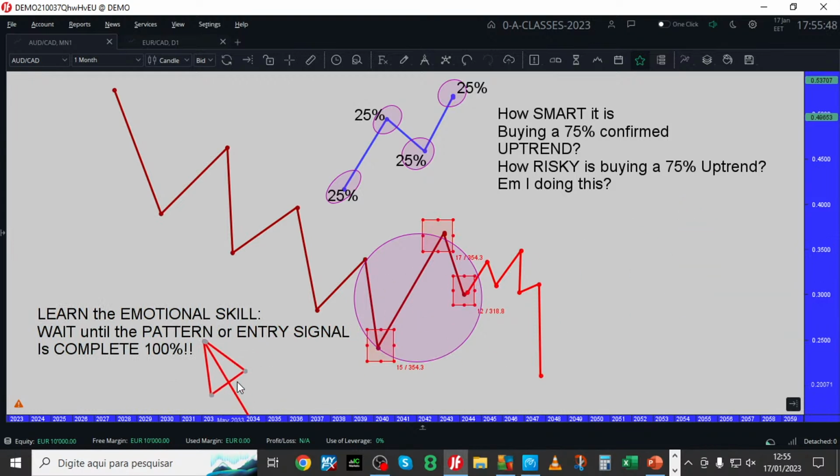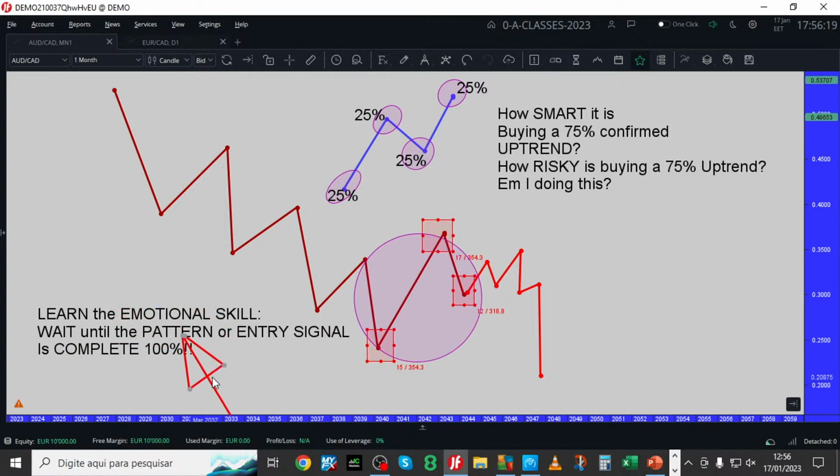Some of you are with me for 2 years, 3 years. You are still not making it, everybody. Learn the emotional skill. Wait until the pattern or entry signal is complete. What would be an entry signal for the ones who are with me 3 years? Counter-trend line break, candlestick formation, breakouts. Wait for the pattern or entry signal to be complete. Don't do this anymore. Wait for a confirmation 100%.